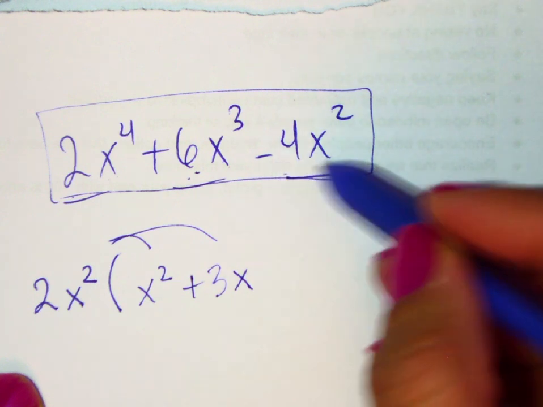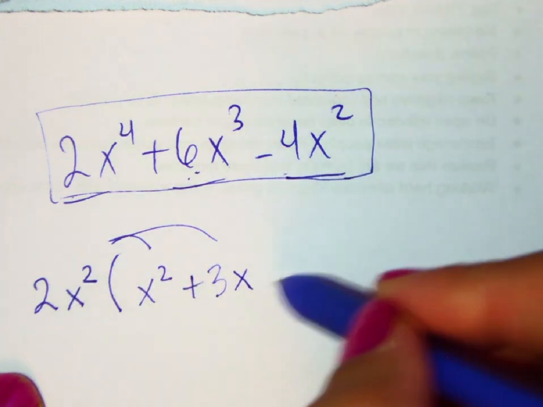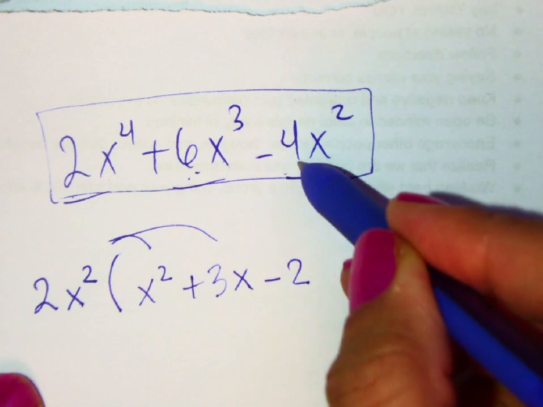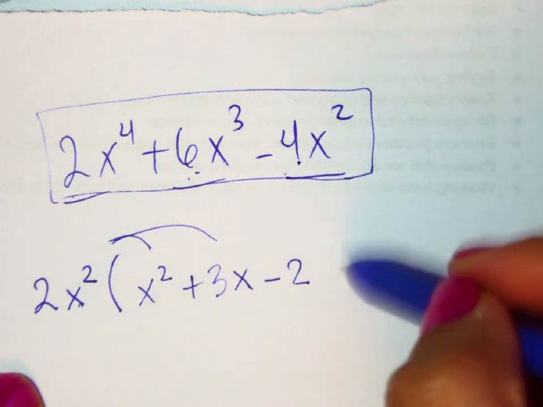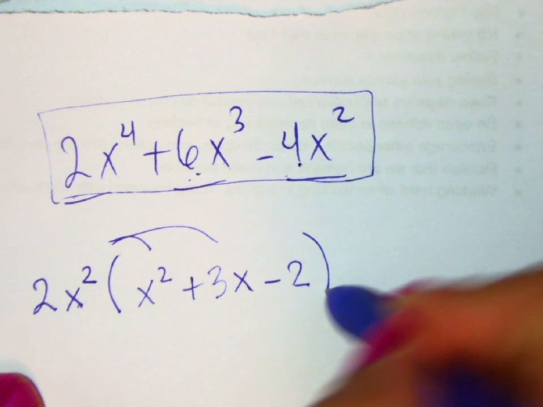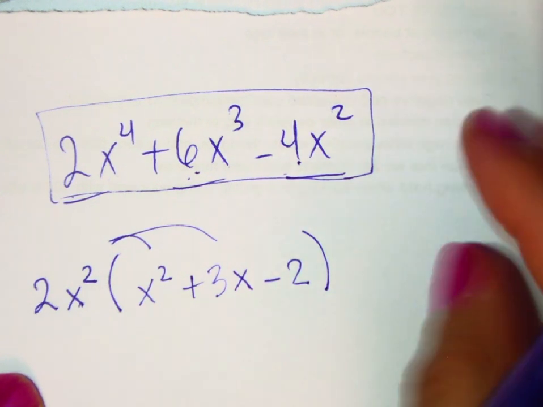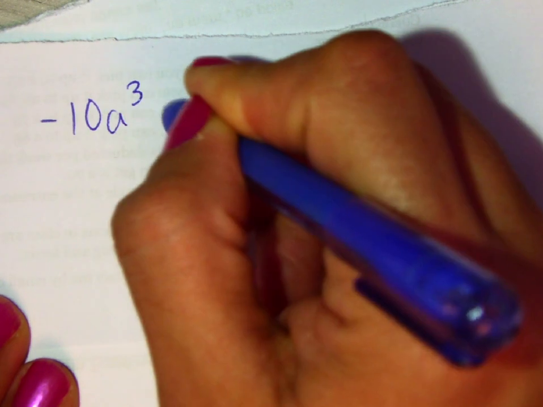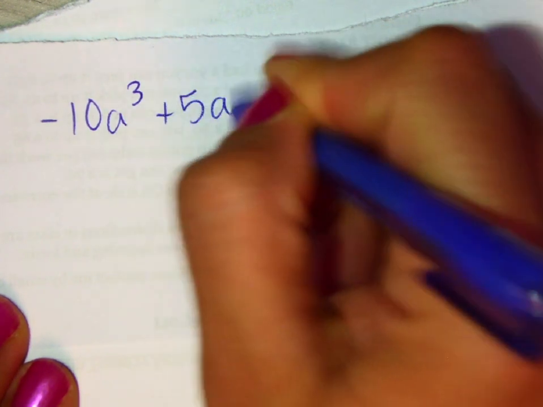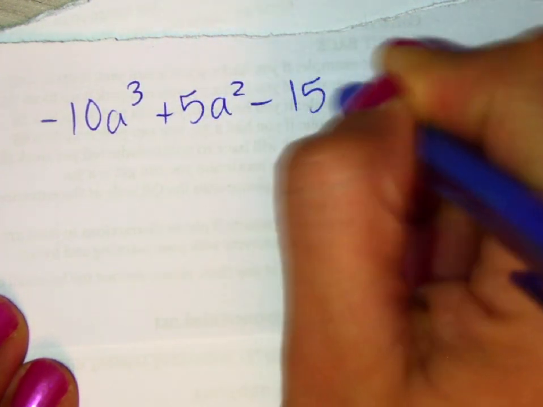Last, we have negative 4x squared. So 2 times negative 2 gives you negative 4. And x squared times nothing gives you x squared. So that concludes the process of factoring this polynomial. Let's try another example. Negative 10a to the third power plus 5a squared minus 15a.